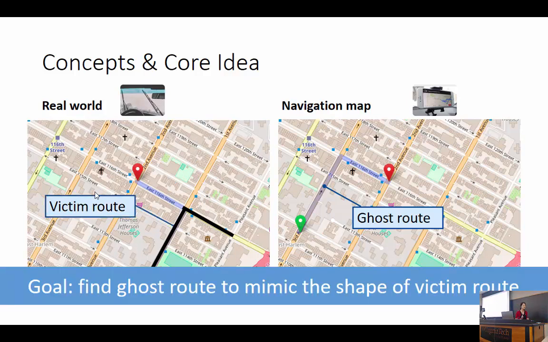And the key is that the victim route and the ghost route should have very similar shape in terms of speed limit, in terms of where you turn right, where you turn left. If you can find the ghost route that essentially matches the victim route, this is where the attacker wants to let the GPS, the human drivers, drive along. So if you can find a ghost route that matches the attacker's goal, then the attacker can launch the attack.